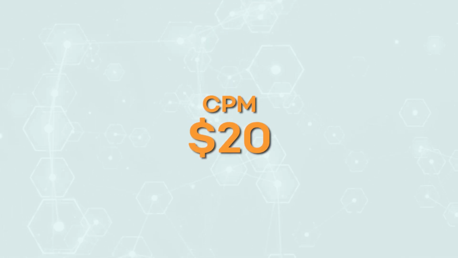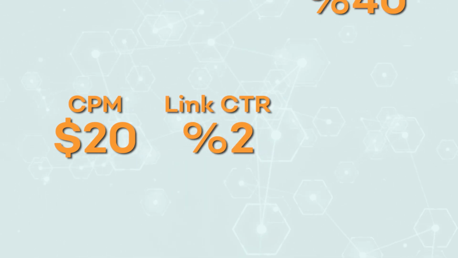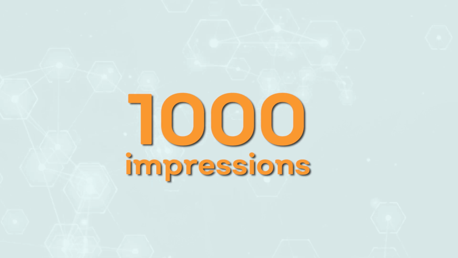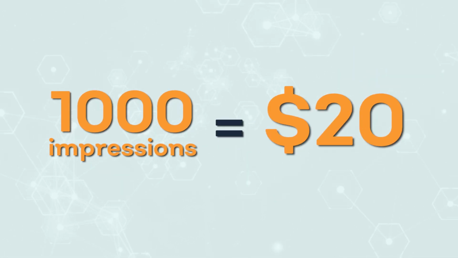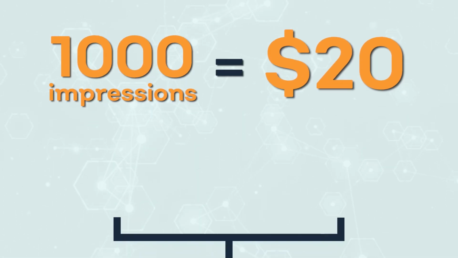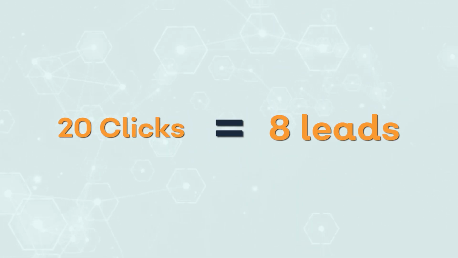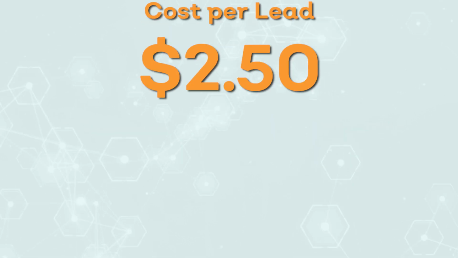Here's an example of how that works with CPM. If your CPM was $20, your link click-through rate was 2%, and your landing page conversion rate was 40%, then that means that for every 1,000 impressions, you're paying $20. For that $20 or 1,000 impressions, you're going to get 20 clicks on your ad. And from those 20 clicks, you're going to get 8 leads. That gives you a cost per lead of $2.50.